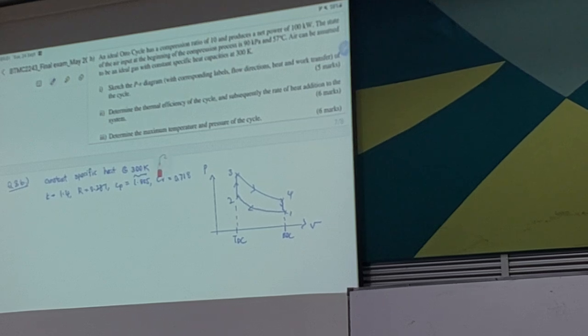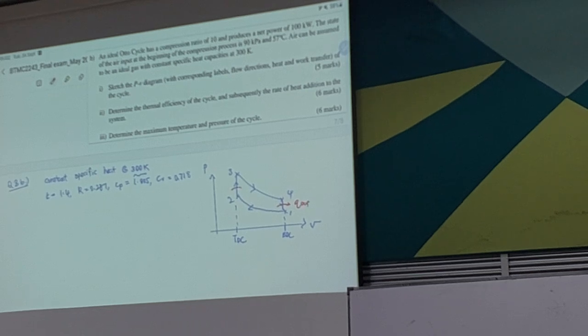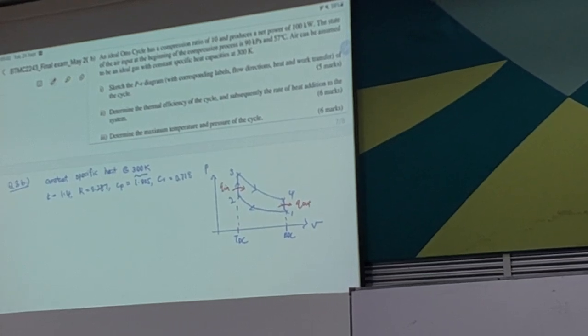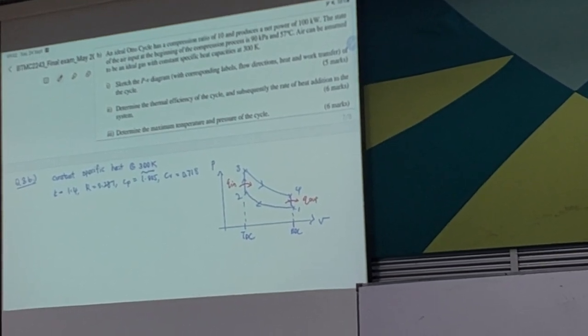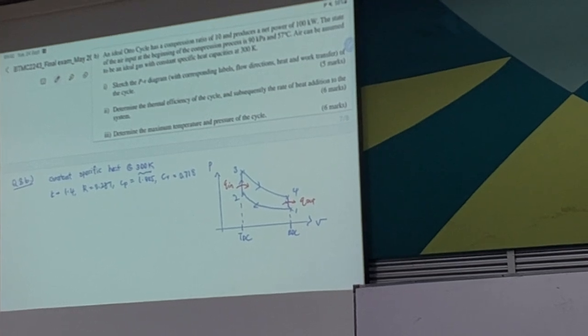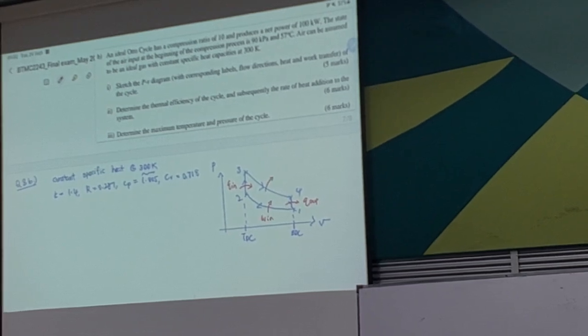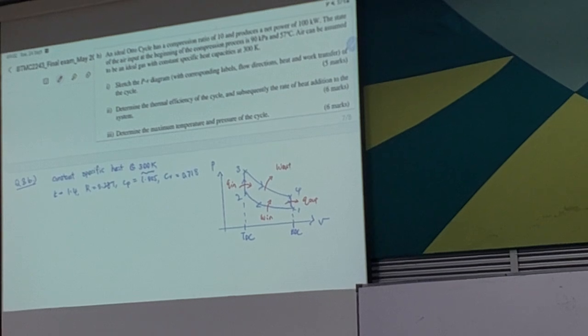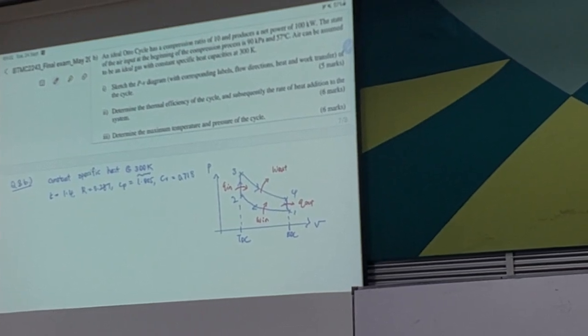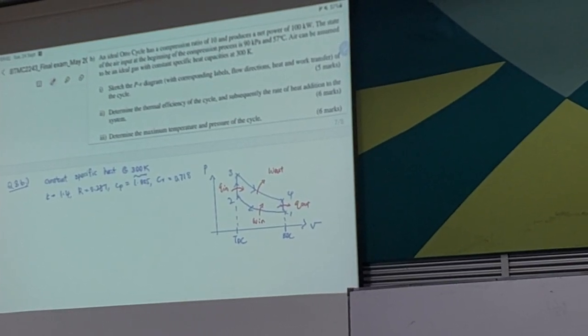Then, of course, in your notes, you will see that it mainly only labels Q in and Q out. But here I ask you to include work transfer as well. You should be aware that 1 to 2 is compression, so it is work in. 3 to 4 is expansion, so this is work out. You should be aware of this as well, even though in the notes we didn't really label these two.